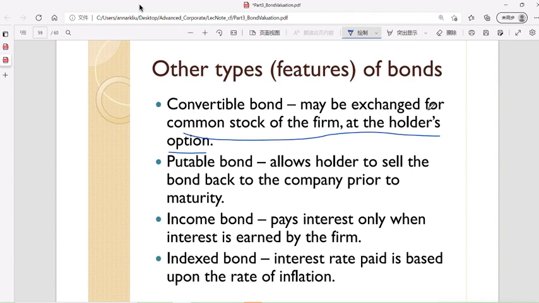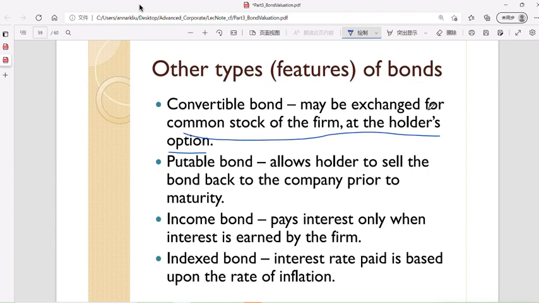And since we have callable bonds, we also have puttable bonds. It allows the holder to sell the bond back to the company prior to maturity. Sometimes we have income bonds. It pays interest only when the interest is earned by the firm. And the index bond, so the interest rate is paid based upon the rate of inflation.